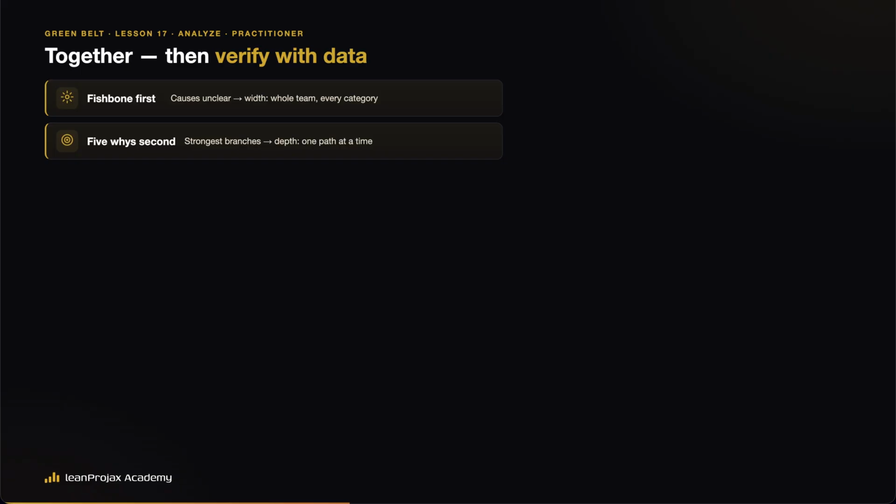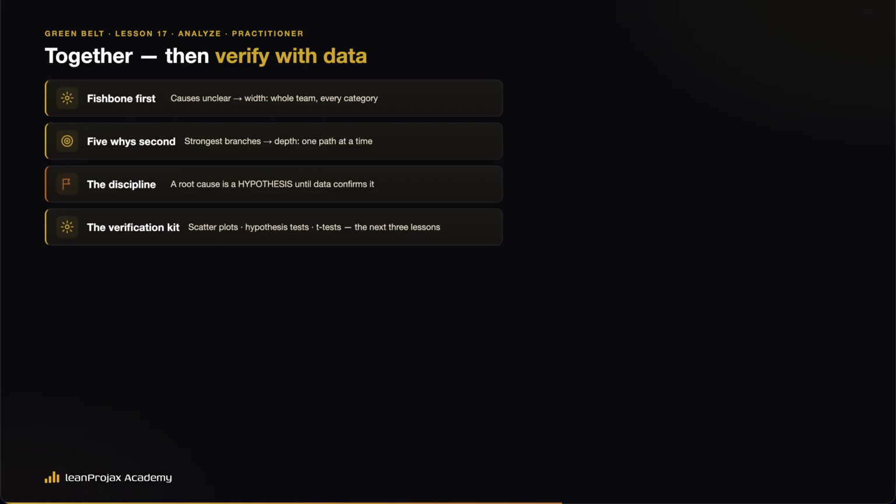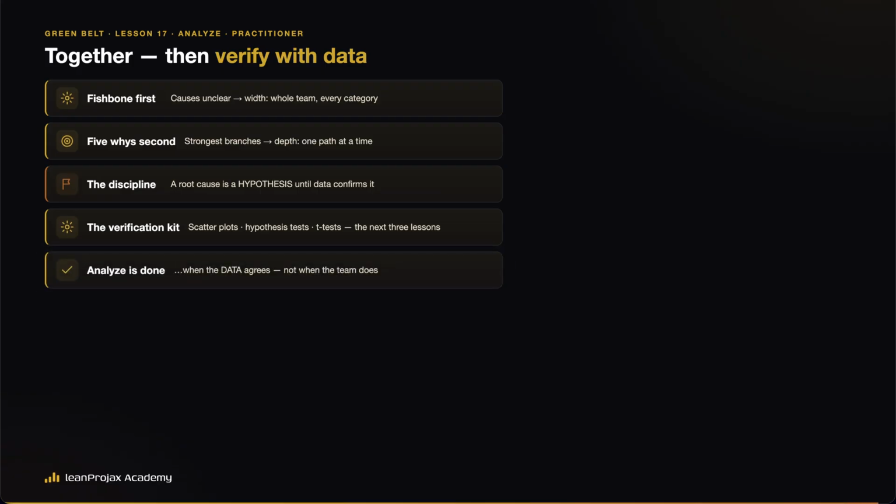Then the greenbelt discipline. A root cause is a hypothesis until data confirms it. The next 3 lessons build the verification kit, scatter plots, hypothesis tests, and t-tests. So we think it's the settings binder becomes we showed it, with numbers. Analyze isn't done when the team agrees. It's done when the data does.